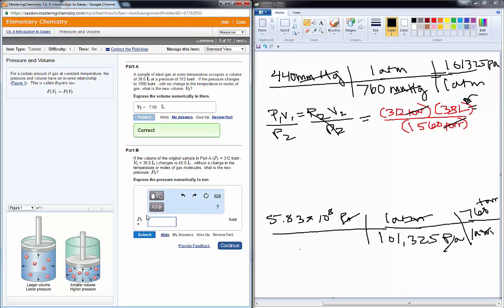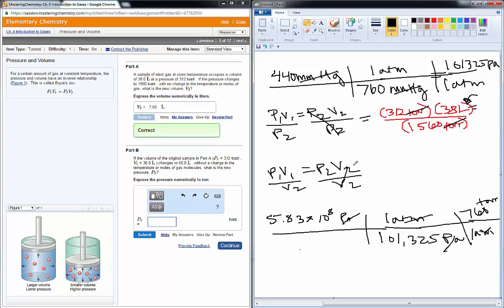Now here we're solving for P2 instead of V2. So P1 V1 equals P2 V2. I divide both sides by V2 so that those cancel, and that will solve for P2. Now let me just plug that in. P1, 312 torr. V1, 38 liters. And V2, 68 liters.